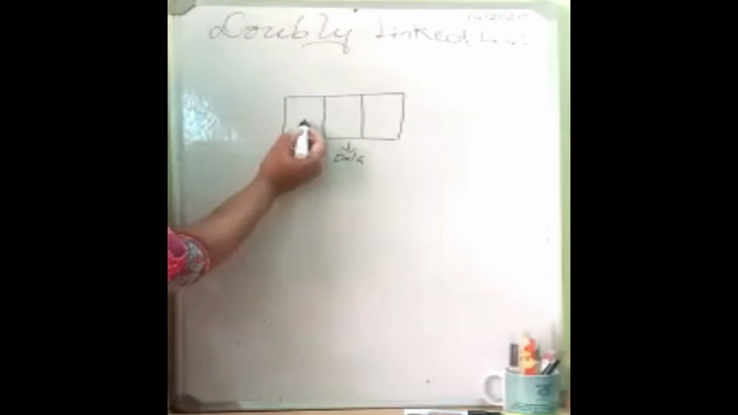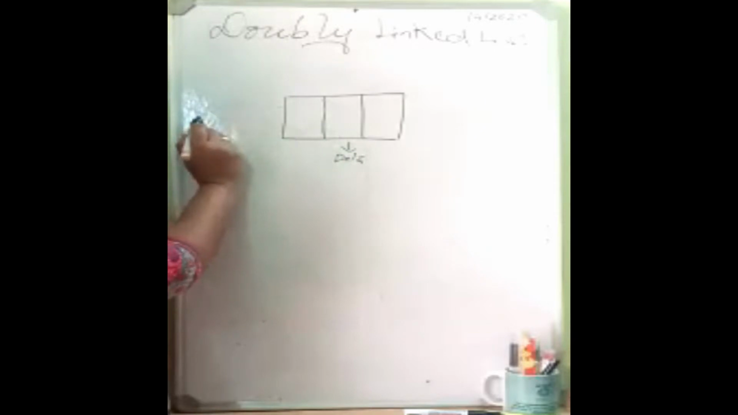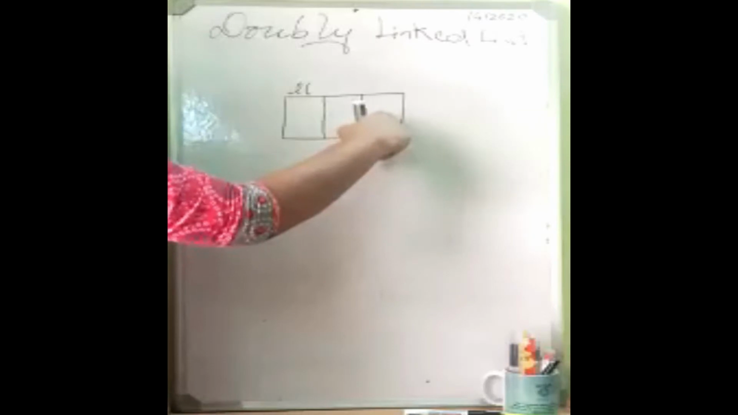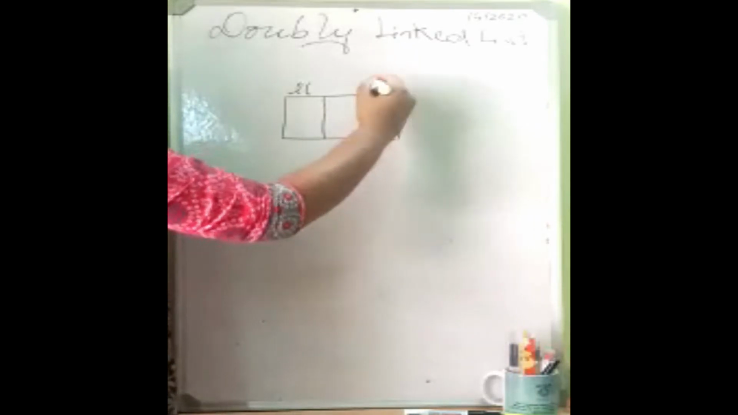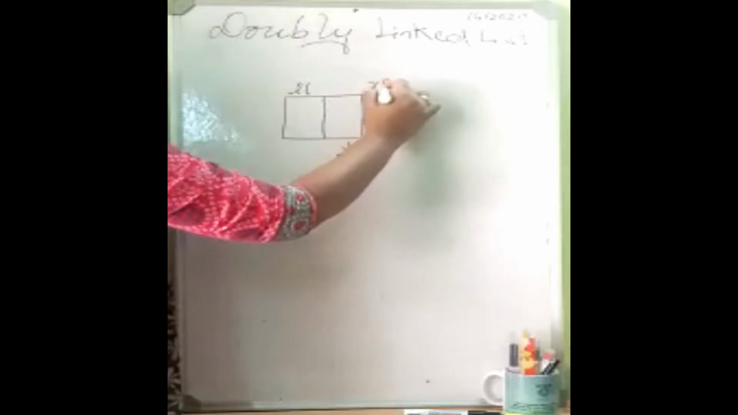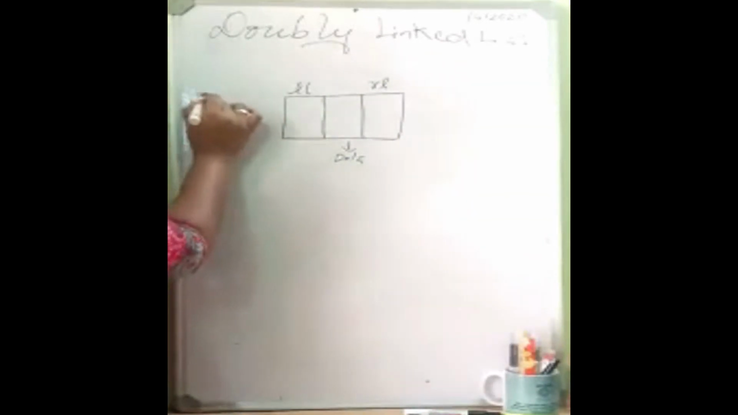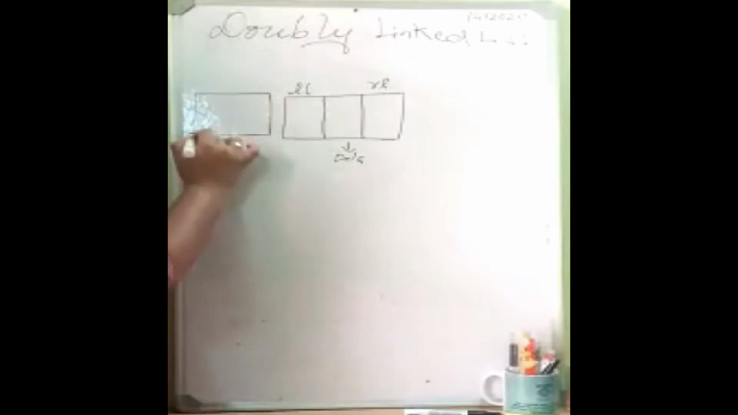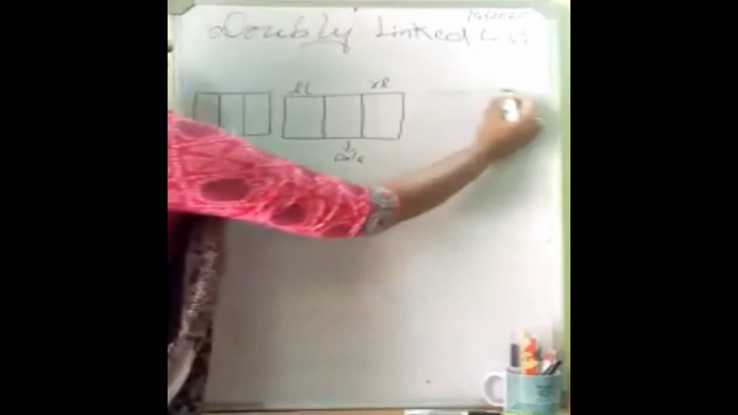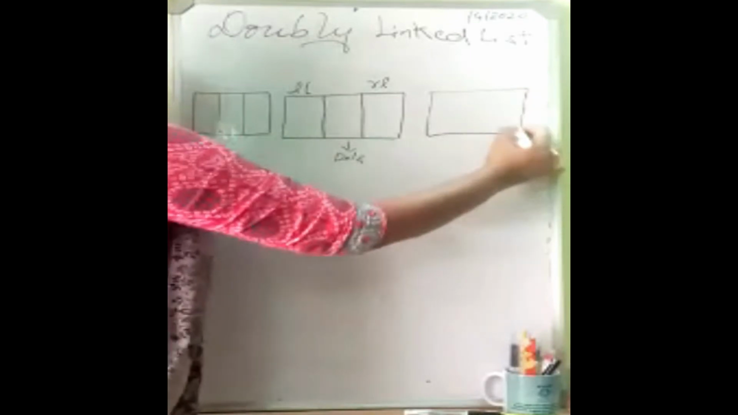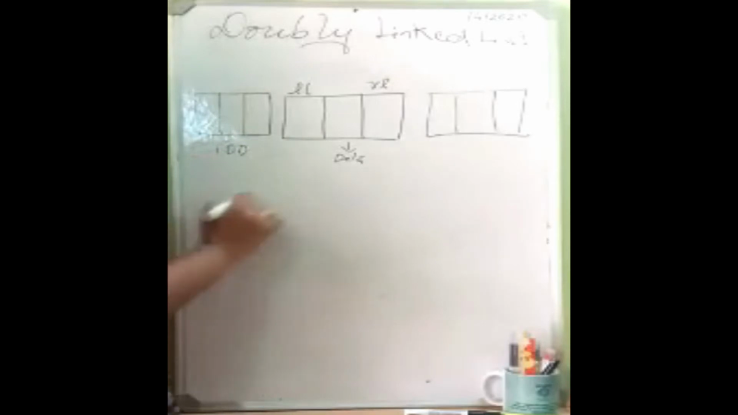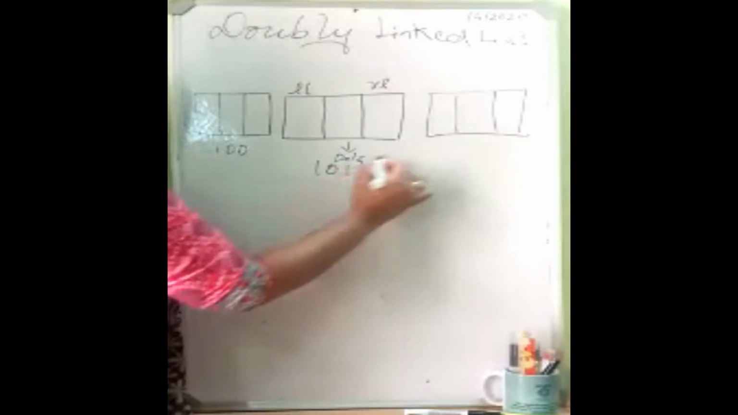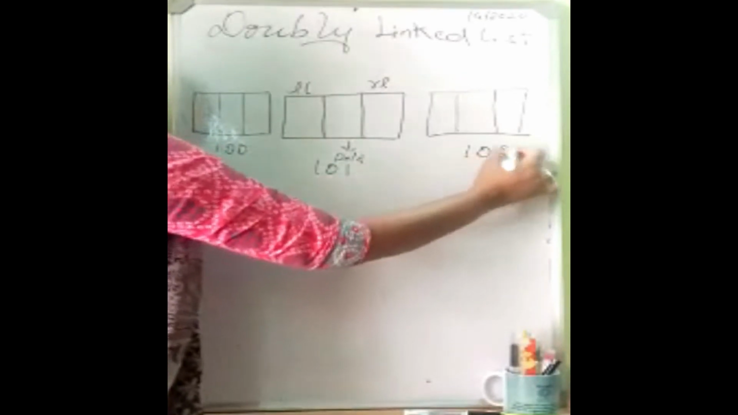This field will hold the address of the previous node. This is called the left link. The field which holds the address of the next node, we can call the right link, right? Say for example, I have one node like this, and I have more nodes like this. I'll consider the address of this node is 100, this node is 101, this node is 102.